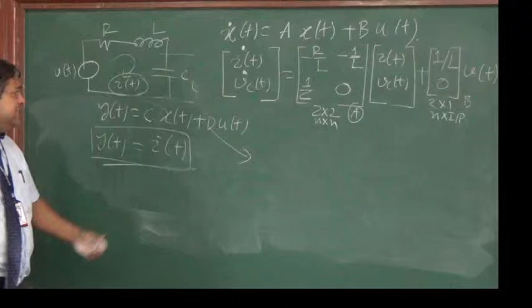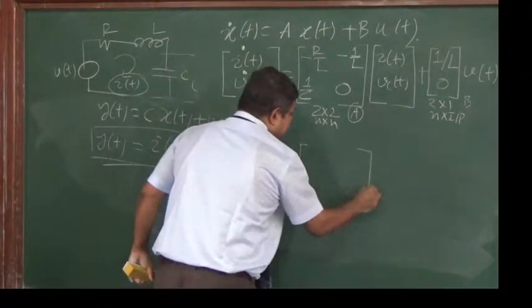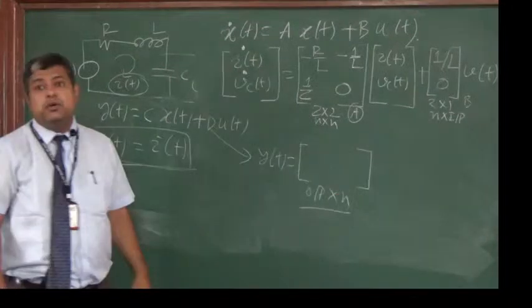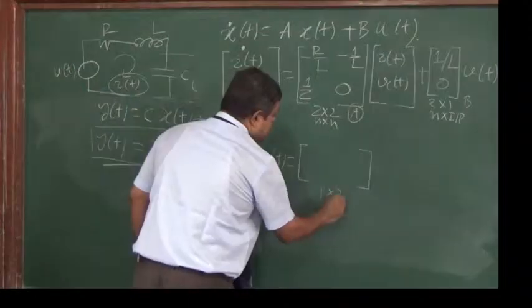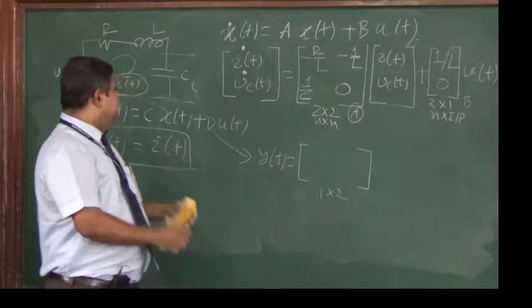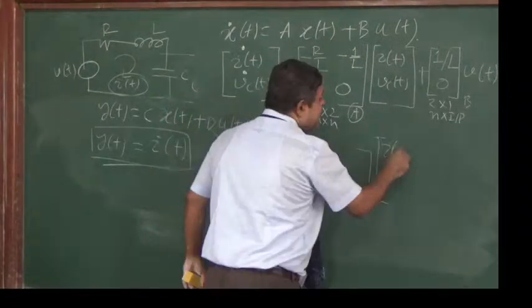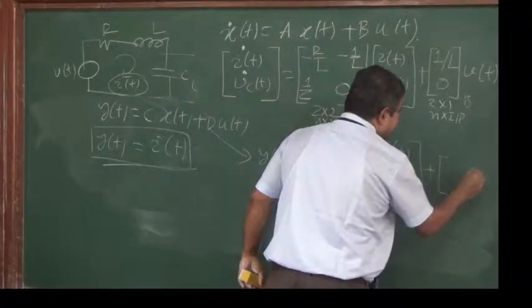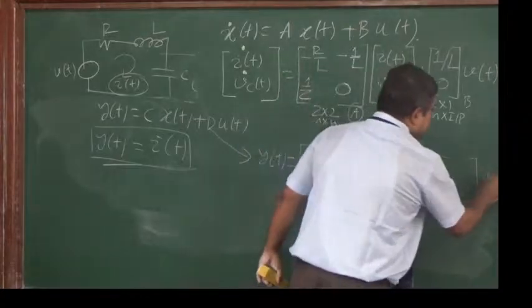So Y(t) is equal to, what is the dimension? The dimension will be output cross n. What is n? n is equal to 2. So I want only one output from the system, so this will be 1 cross 2. And then x(t). What is x(t)? It is nothing but the state variables i(t) and Vc(t), plus D. D is 1 cross 1 because there is only one input, one output, and this is of V(t).